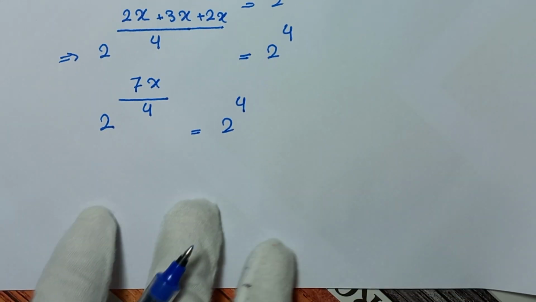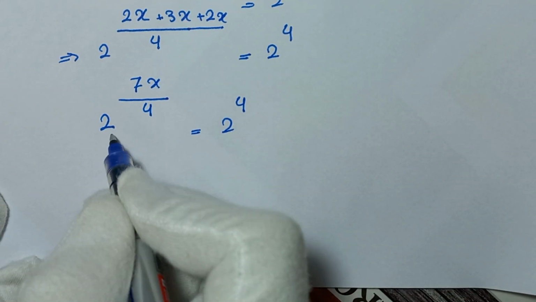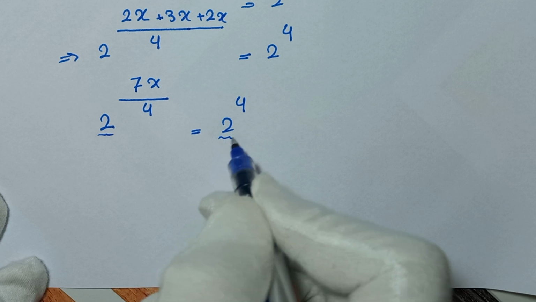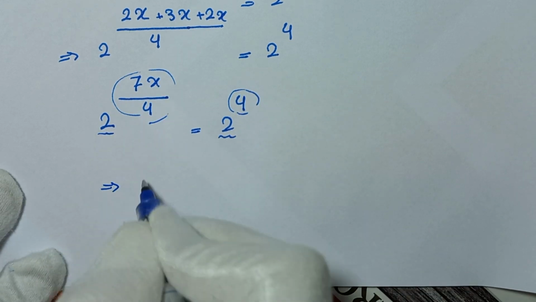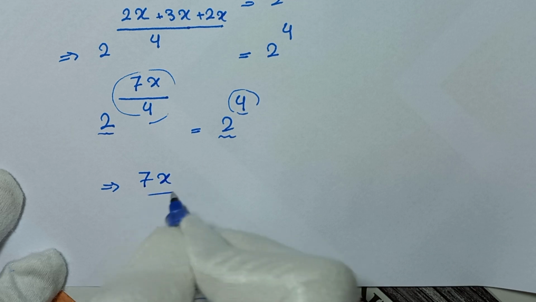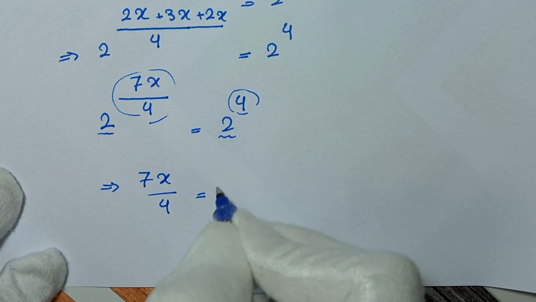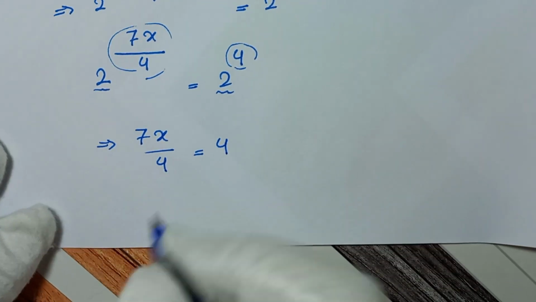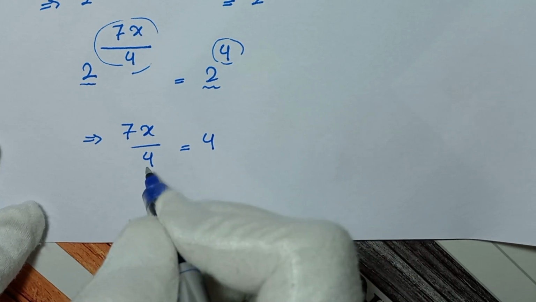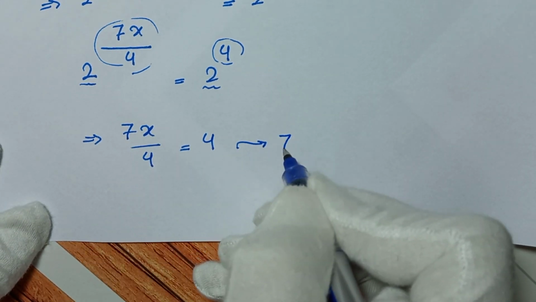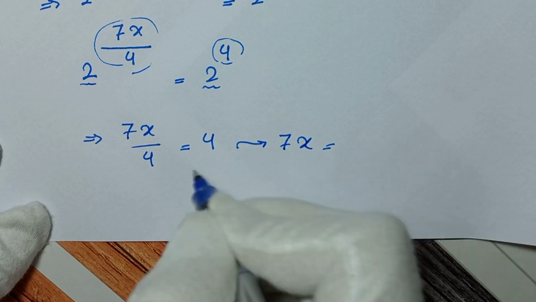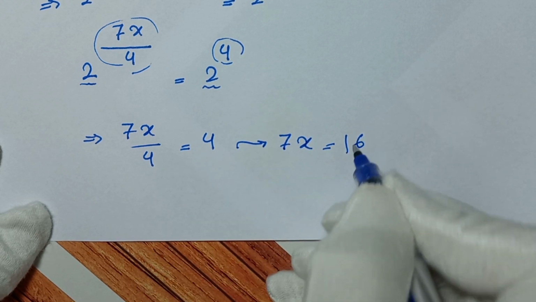So in next step, by comparing both sides of this equation, the base is equal, so these powers should be equal, right? So in here we write 7x over 4 is equal to 4. And next, if we multiply both sides of this equation by 4, this 4 will cancel, so it will be 7x is equal to 4 times 4, it will be 16, right?